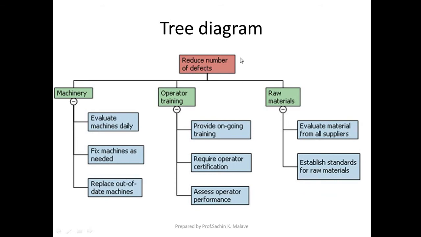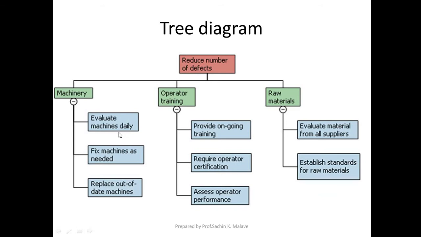One tree diagram is shown here. The objective is to reduce the number of defects. So how to reduce the defects? They have taken three characteristics or three points: related to machinery, related to operator training, related to raw material. How can machinery reduce the number of defects? What do you have to do with respect to machinery?